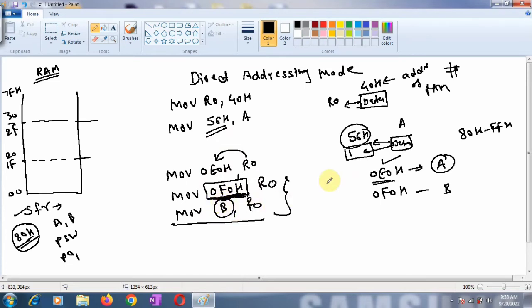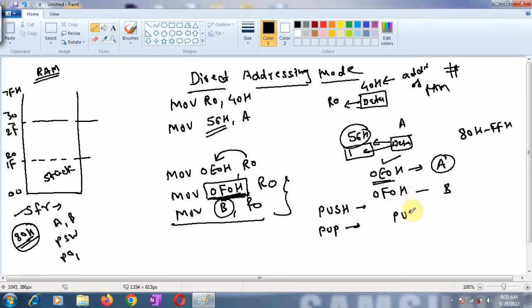Now, in our RAM memory, in our register bank area, we have a stack area also, right? That stack area you can access using the direct addressing mode only. This is a major use of direct addressing mode: to access the stack. How are we going to access the stack? We use two instructions. One is the push instruction for saving the data onto the stack, and the other is the pop instruction for retrieving the data from the stack.